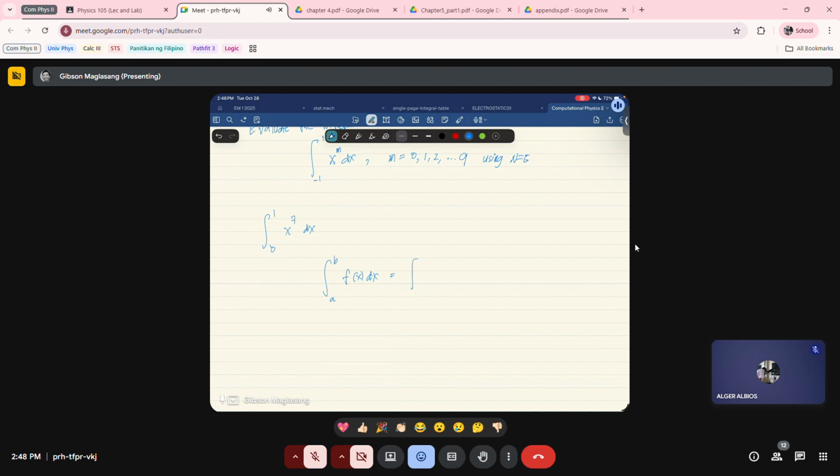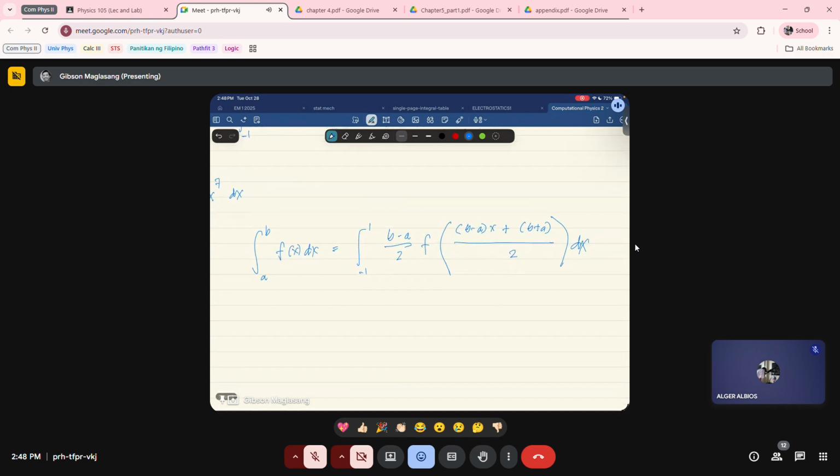We have the formula from negative 1 to 1, and you transform it. So the limit becomes negative 1 to 1, but there is a change in the coefficient. So we have b minus a over 2 times the function, which is now evaluated at b minus a times x plus b plus a over 2, dx. Okay, I hope that's clear.